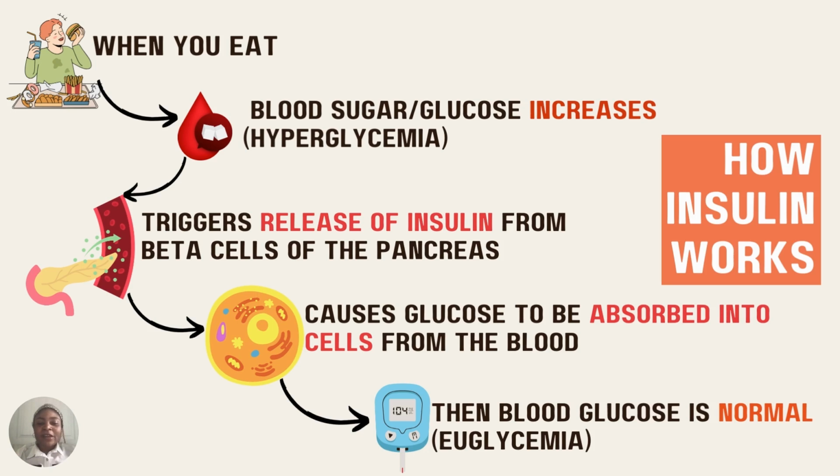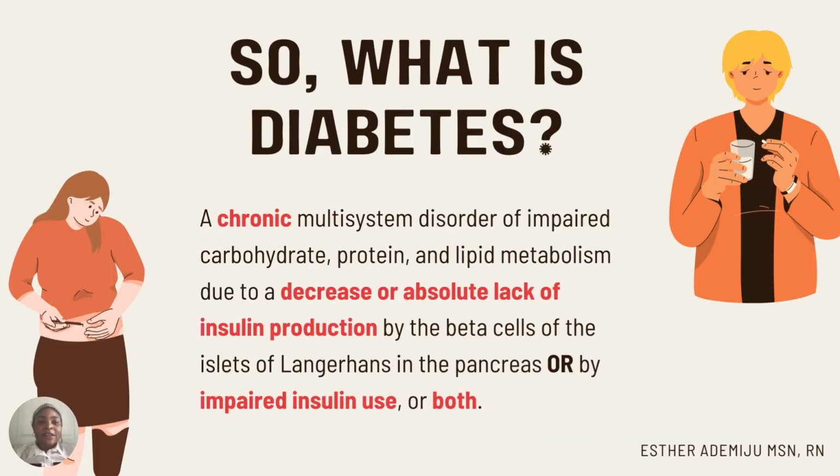All right. So now that we actually understand how insulin works in someone who doesn't have diabetes, let's talk about diabetes. Let's give it a definition first. So diabetes is pretty much a chronic multi-system disorder. Yes, your pancreas is the main organ at fault here, but by the time diabetes starts to manifest itself, it's not just going to affect the pancreas.